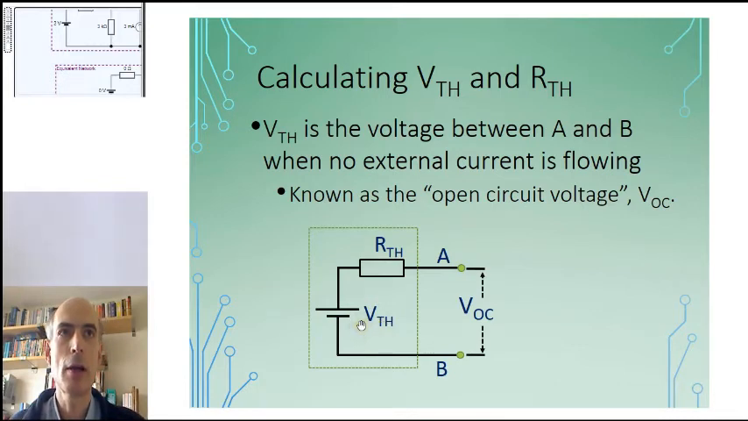So the Thevenin equivalent voltage, VTH, is just equal to the open circuit voltage. And since the Thevenin network behaves exactly the same as our real network, the open circuit voltage of our real network would be equal to the Thevenin equivalent voltage. That just leaves the problem of how to work out the Thevenin equivalent resistance.